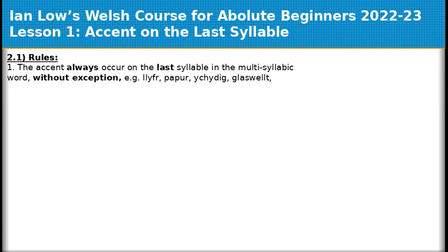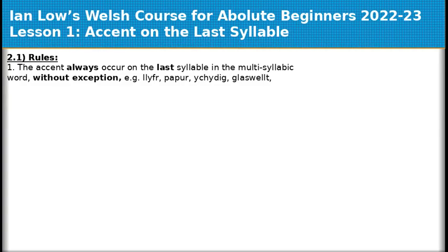So the word llyfr is a double accented word, and similarly in the word papur, if one listens very carefully to the duration of each syllable, they are very roughly equal, perhaps with the last syllable slightly longer than the first syllable. And once again, this indicates that this is a double accented word, papur.